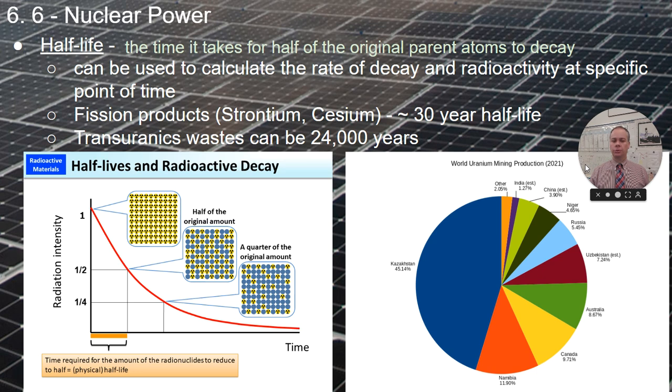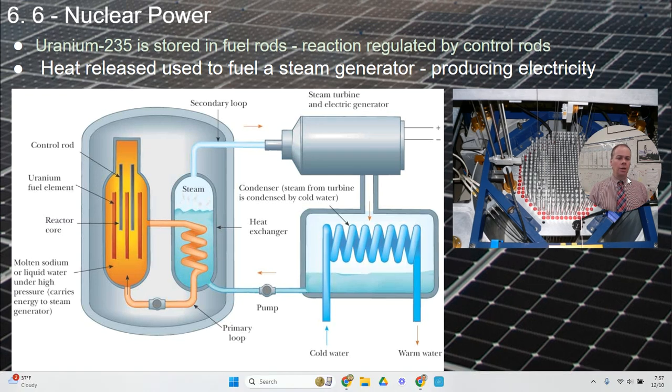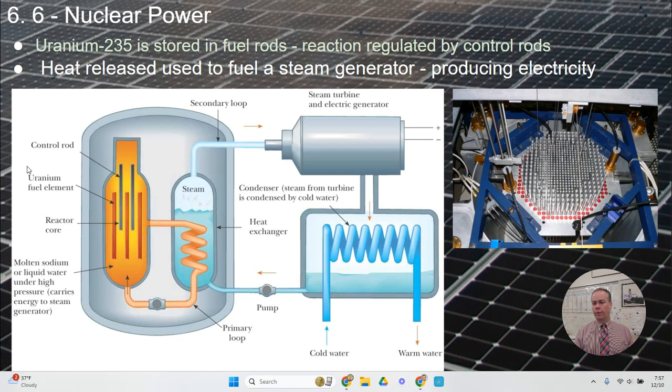The uranium that's used in most nuclear power plants can be found naturally in the Earth's crust. Kazakhstan is where most uranium mining takes place. There's some in Namibia, Canada, Australia, you see Uzbekistan and Russia, Niger, China. Those are the main sources of this uranium that's used as a fuel source. And we'll talk a little bit in more detail about how this works, what it looks like, what's going on inside of a nuclear power plant.